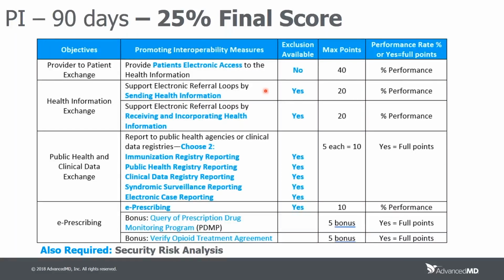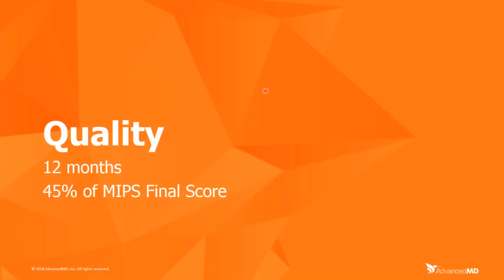How well are you using your EHR? The next category we're going to talk about is quality. It's 12 months, meaning that you need to start collecting data January 1st or January 2nd of this next year of 2019. It is 45% of your MIPS final score.